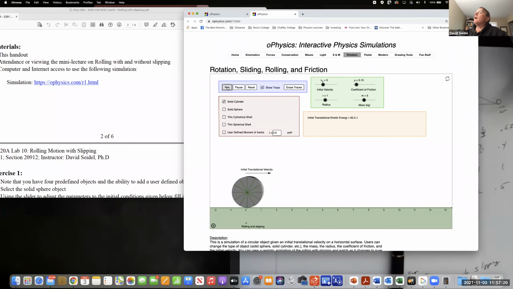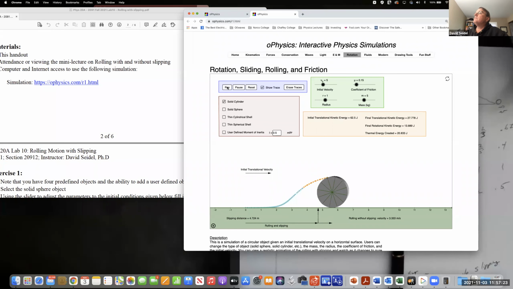And I hit run. Now I'm gonna pause it. My slipping distance is 4.724 meters. That's the amount of distance it takes to get rolling without slipping. My initial kinetic energy was 62.5 joules. My final translational kinetic energy is 27.78 joules. And my final rotational kinetic energy was 13.89 joules, and combined 20.833 joules.